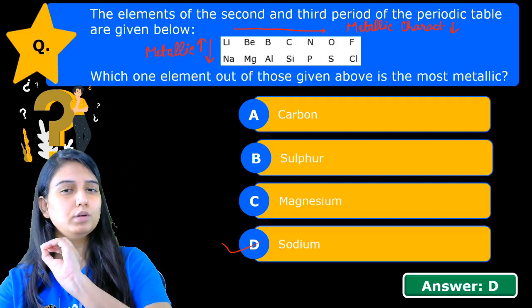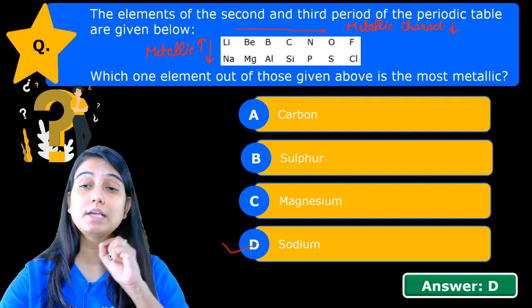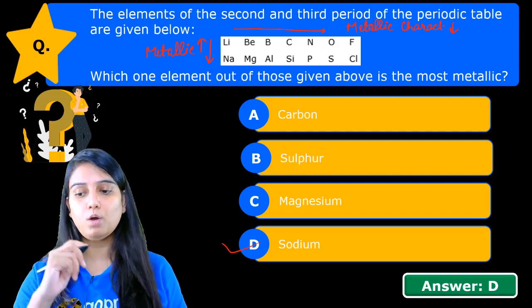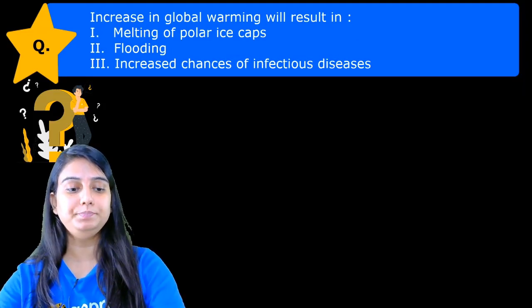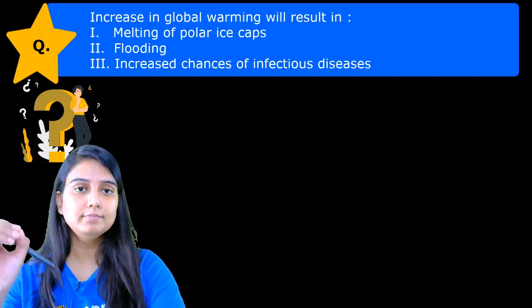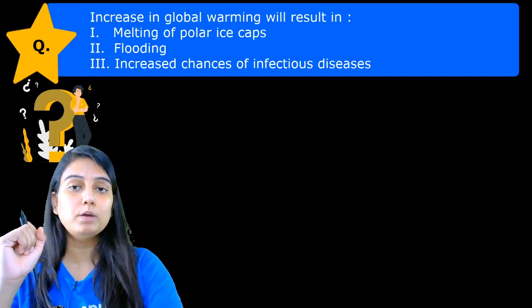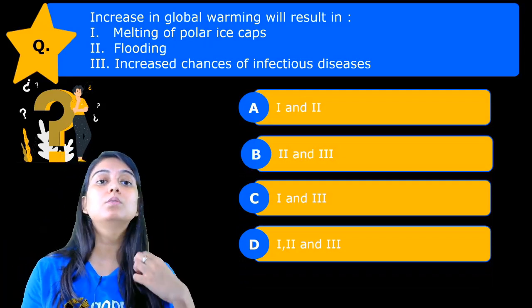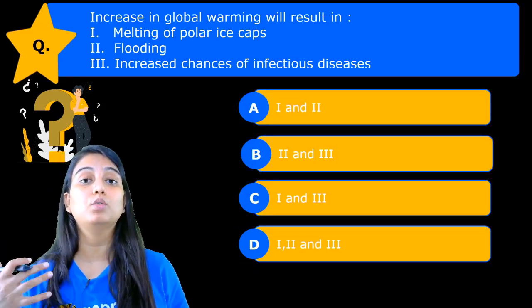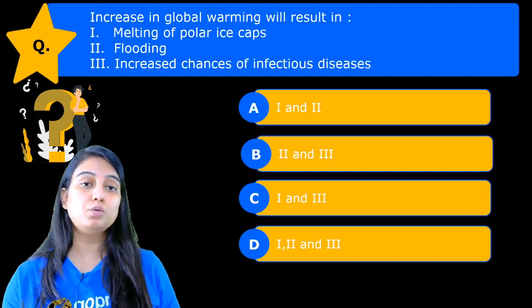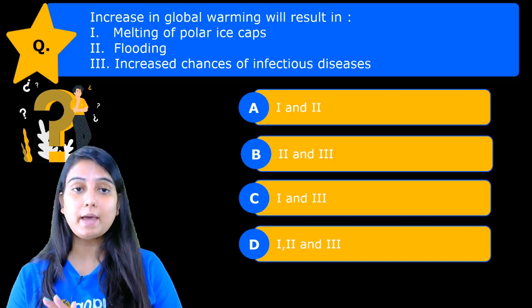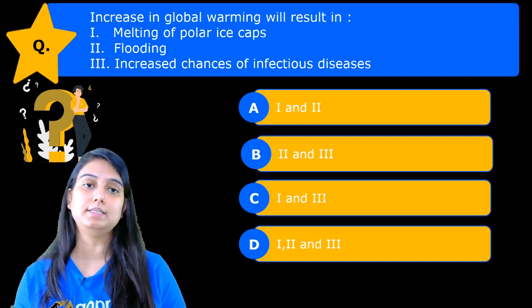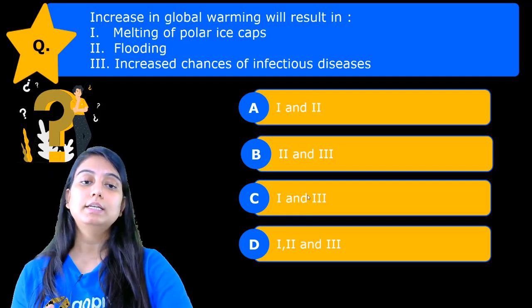देखिए क्वेश्चंस ना बहुत सिंपल होते हैं बच्चों, आपको सिर्फ एक लॉजिक और एक कॉन्सेप्ट याद रखना होता है. Now move to the next one, that is: increase in global warming will result in, there are three possibilities which might increase when global warming will increase. So yes, melting of polar ice caps, flooding, or increased chances of infectious diseases. What is the correct answer, dear students?